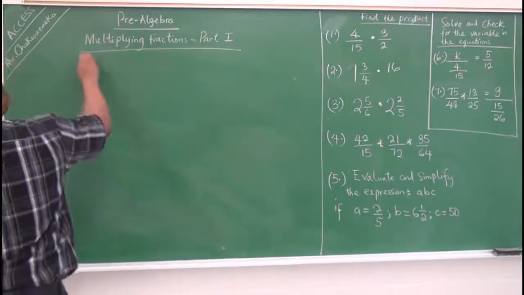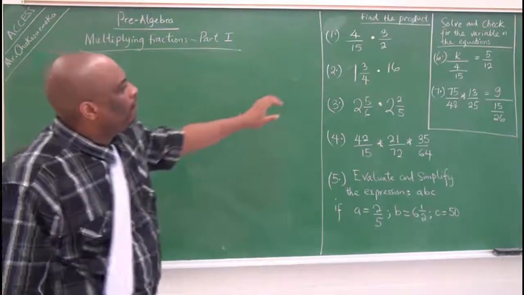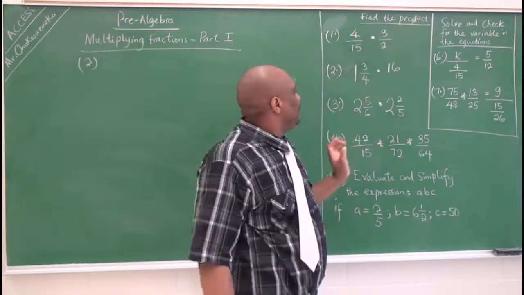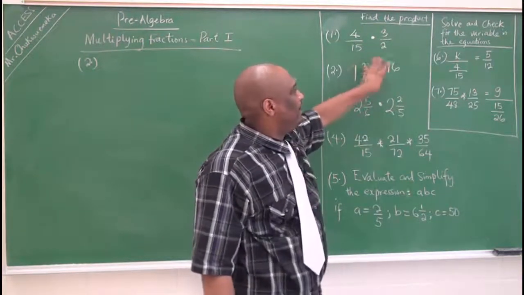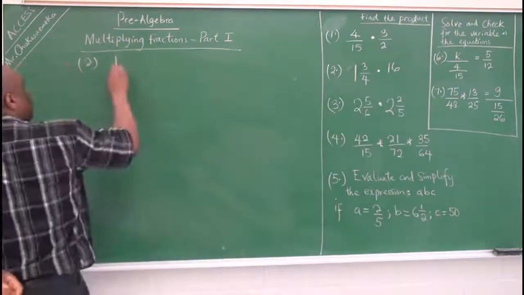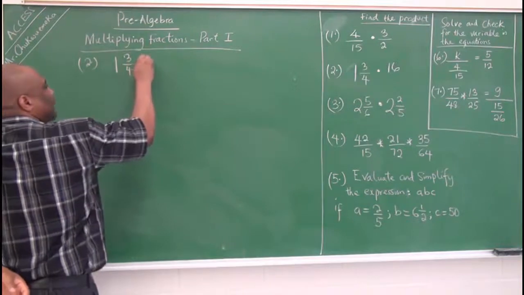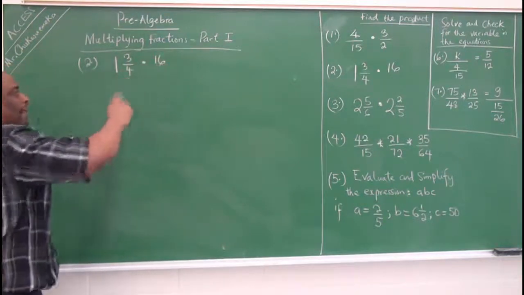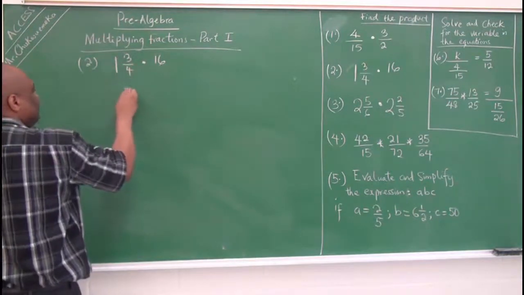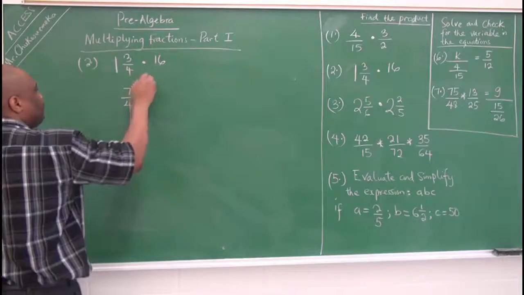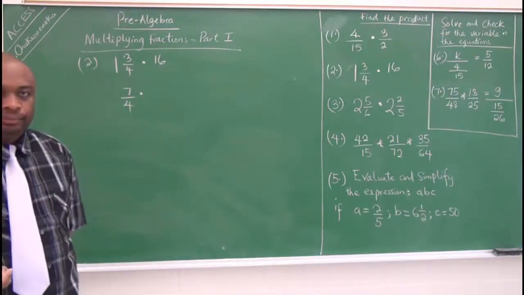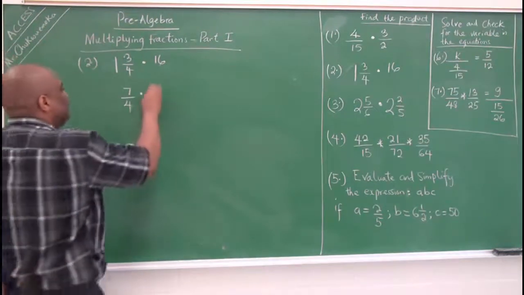Number 2. You notice number 1 is a proper fraction times an improper fraction. Number 2 is a mixed number times an integer. So how are we going to do this? We convert the mixed number to an improper fraction: 4 times 1 is 4, plus 3 is 7 over 4, times... We can convert this integer to a fraction, and if we do that, it will be 16 over 1.